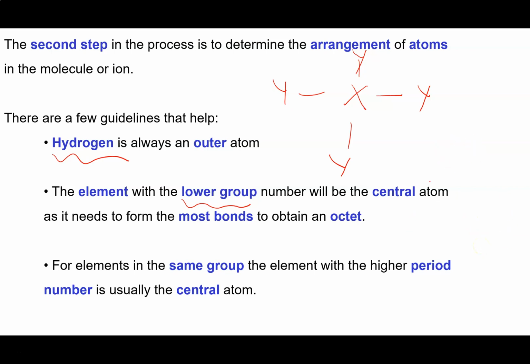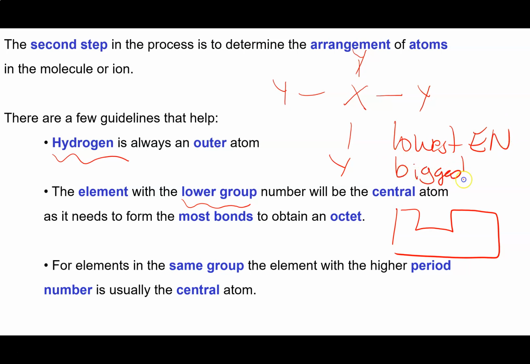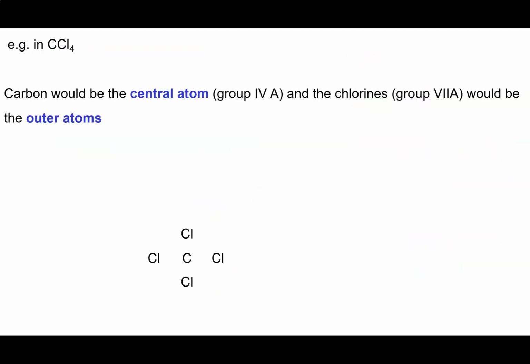Another way of thinking about this is lower group number and then higher period corresponds to a larger atom, or it also corresponds to the atom with the lowest electronegativity, or we can say the biggest radii goes in the middle, because remember, electronegativity decreases that way and radii increases that way. Okay, so for our example molecule of carbon tetrachloride, carbon is in group 4A, chlorine is in group 7A, so 4 is less than 7, so therefore carbon goes in the middle and chlorine goes on the outside.